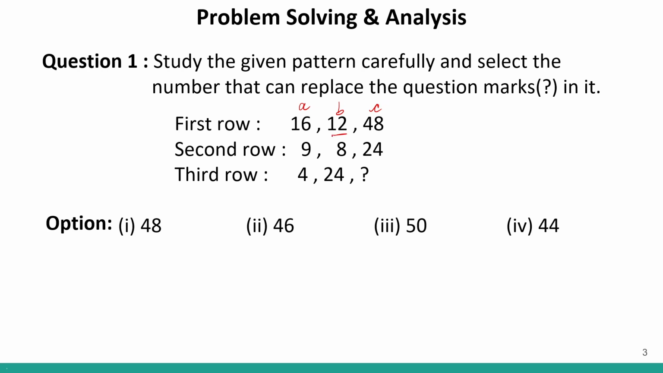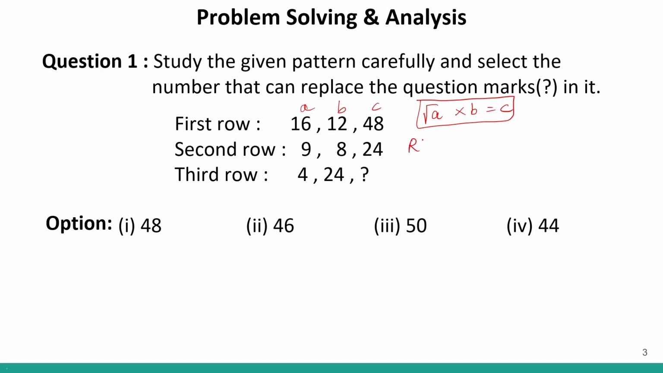Now if I look at these numbers 12 and 48, I can see there is a clear multiplication by 4. 12 times 4 will give me 48. Similarly, when I look at this number 8, I can see clearly that if we multiply it by 3, 8 into 3 will give me 24. Now if I look at 3, 3 is the square root of 9. Similarly, 4 is the square root of 16. So if this is A, this is B, this is C, I can say that the square root of A into B is giving me C. This is the logic that I have interpreted.